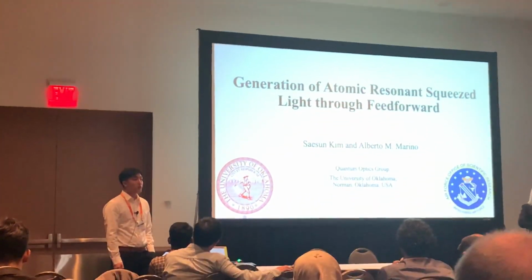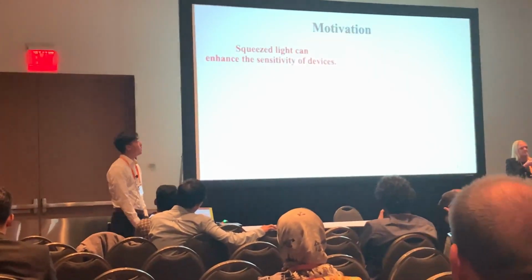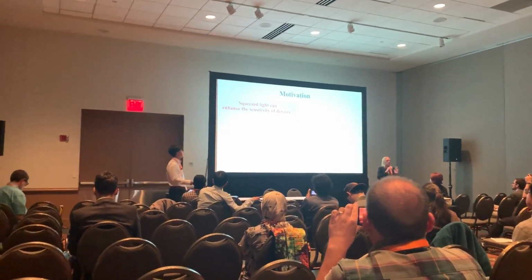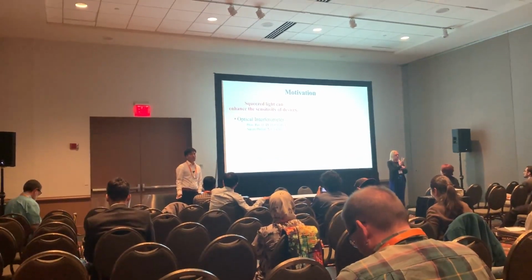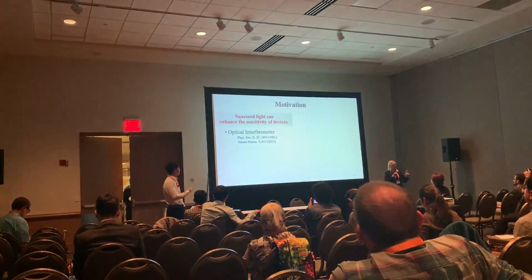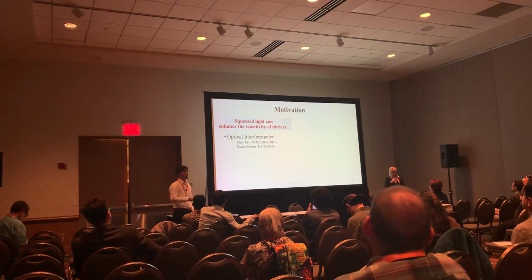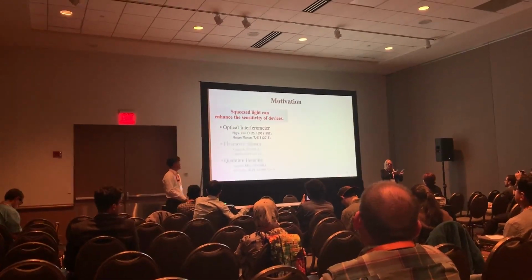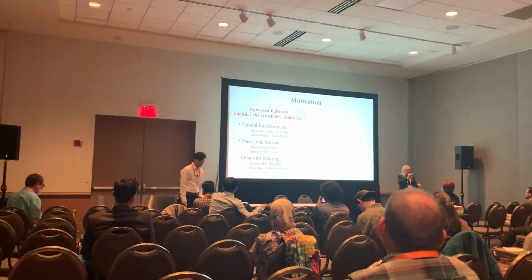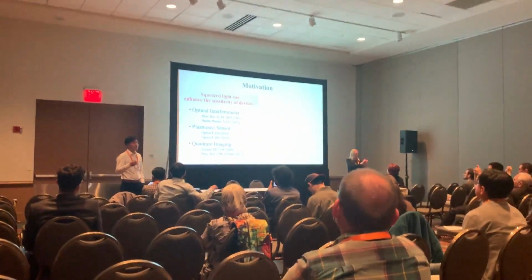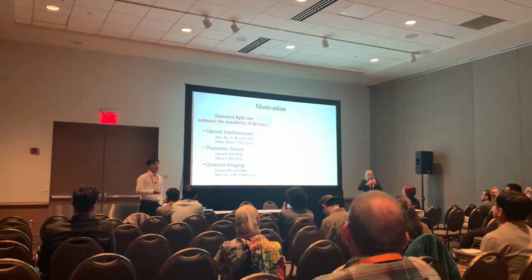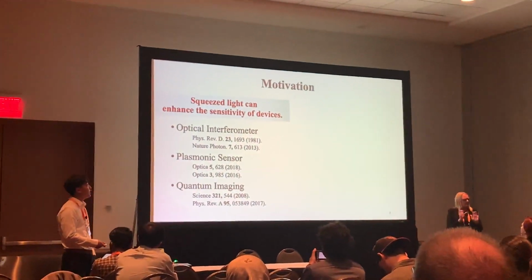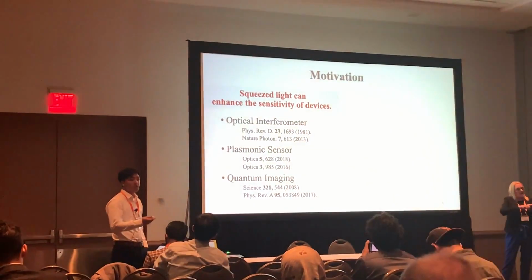Squeezed light is a quantum state of light which has a reduced noise property. Due to this property, people have enhanced the sensitivity of sensors such as optical interferometers. This idea was first proposed by Caves in 1981, and now they are trying to enhance the sensitivity of the gravitational measurement of LIGO. This enhancement has also been applied to different systems, such as plasmonic sensors and quantum imaging. People are also interested in enhancing the sensitivity of atomic sensors because atoms can be well controlled and sometimes give extreme sensitivity.